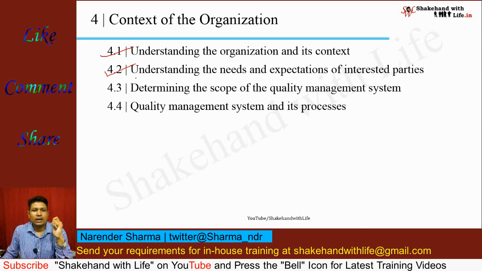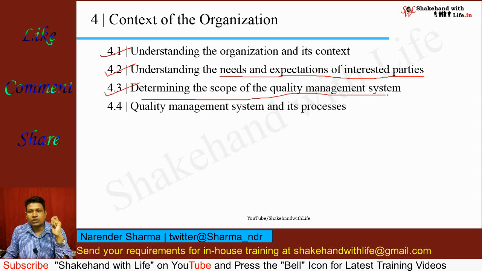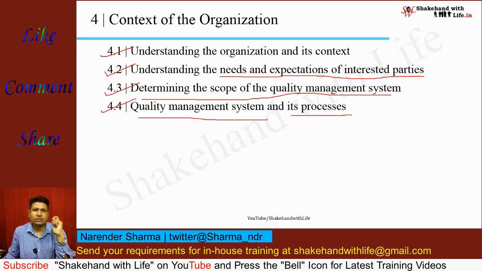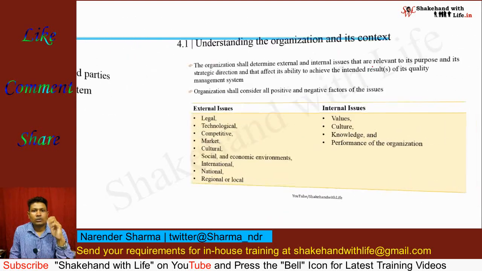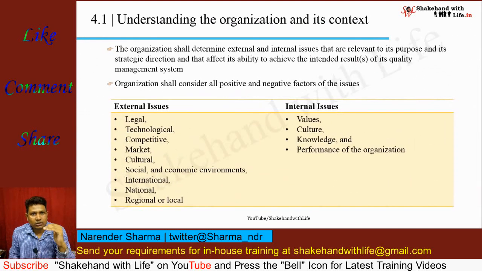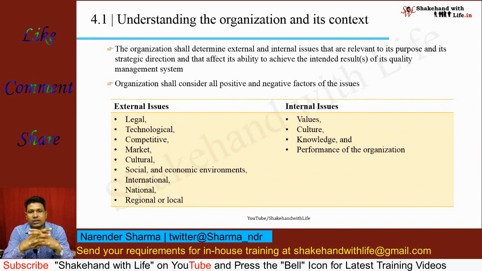Clause number 2 is about understanding the needs and expectations of interested parties. Clause number 3 is about determining the scope of the quality management system. And clause number 4 is about the quality management system and its processes. Now, I will describe each subclause one by one in the upcoming slides. So, starting with the first subclause, which is 4.1, understanding the organization and its context.